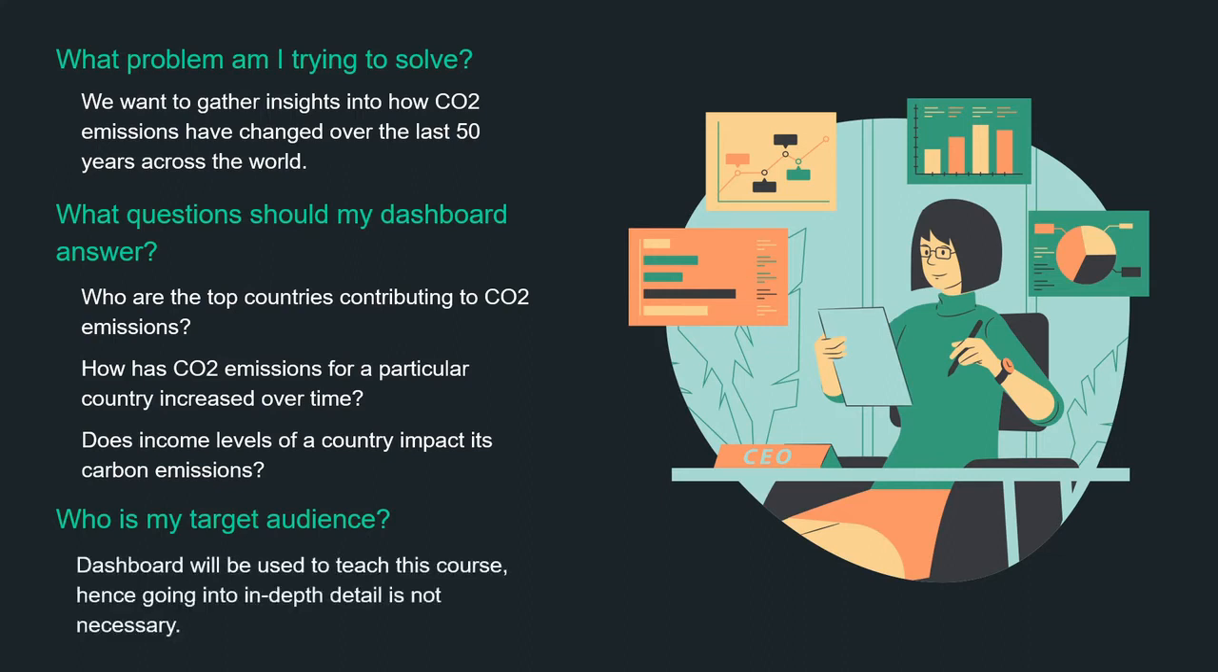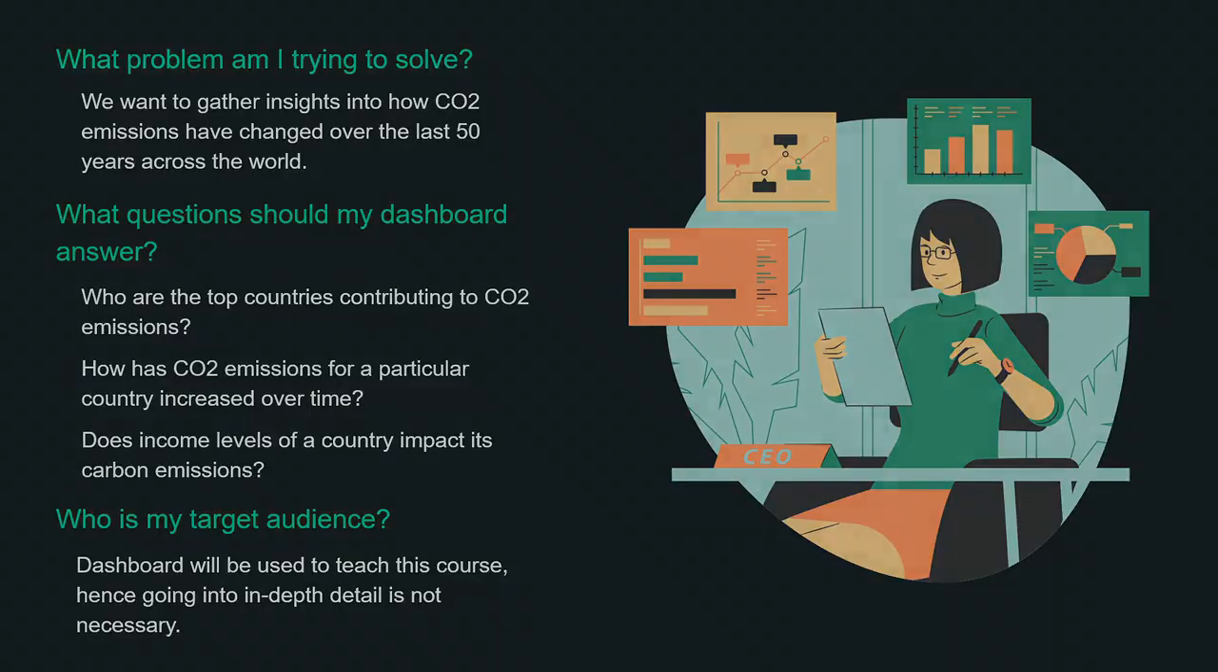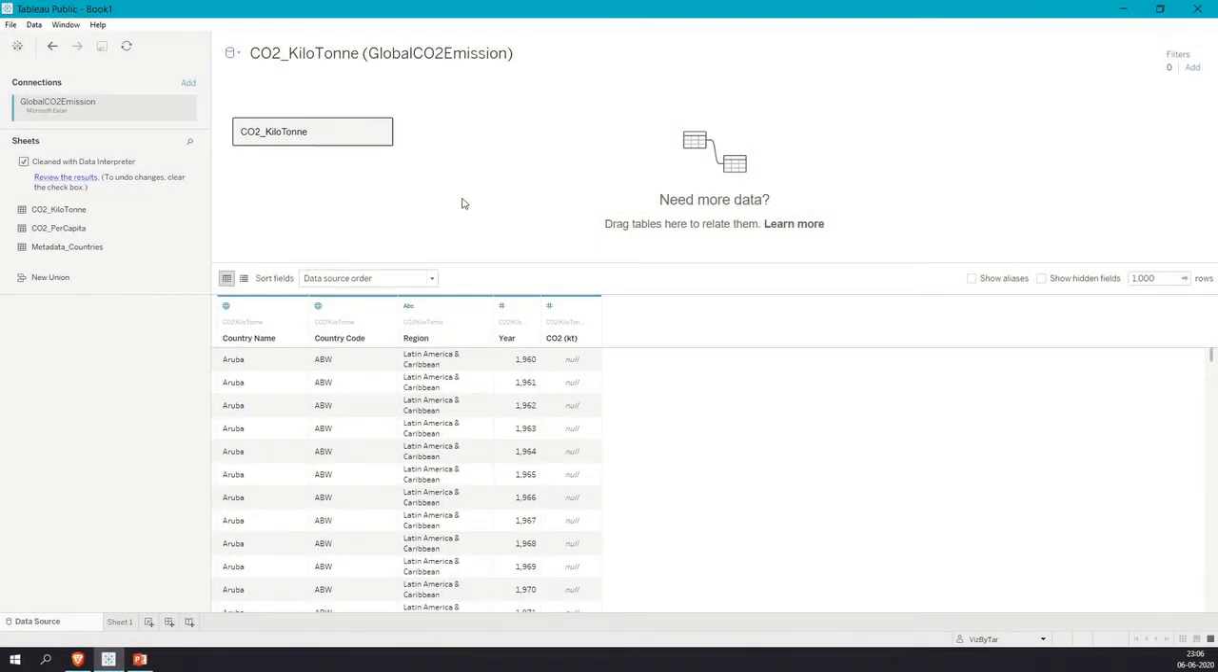Since I'm only creating this dashboard to show how Tableau is used, I don't need to go into too much detail about CO2 emissions for each country. Now that we have our questions ready, let's take a look at our data. We will now join all the three tables in our dataset and change the data type for a few columns.